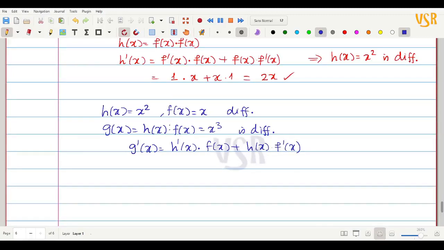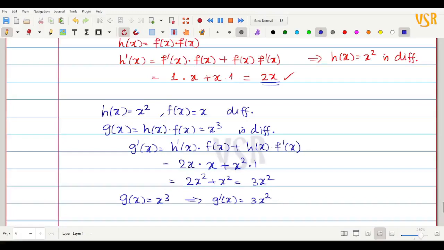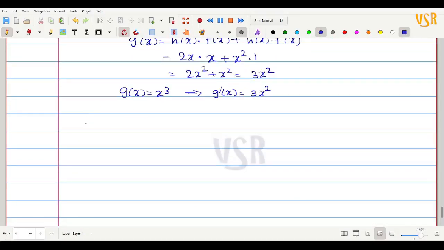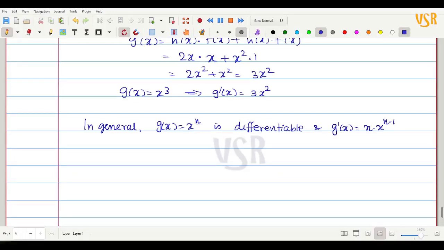First, the derivative of h, we have seen, is 2x. So this is equal to 2x into f of x, which is x, plus h of x, x square, into f dash, which for the identity is 1. So this is equal to 2x square plus x square, that is equal to 3x square. So if g of x is equal to x cube, then g dash at x is equal to 3 times x square. We can keep going like this. So in general, g of x equal to x to the power n is differentiable and g dash at x is equal to n into x to the power n minus 1.